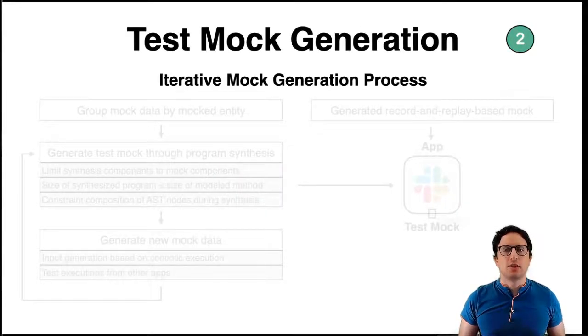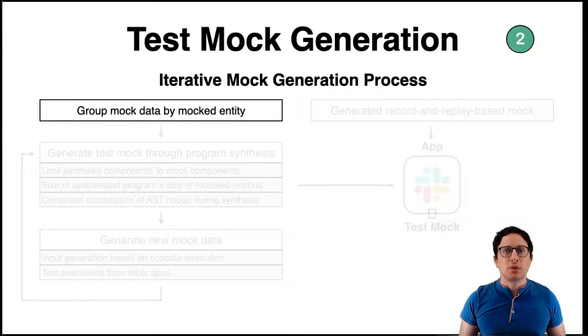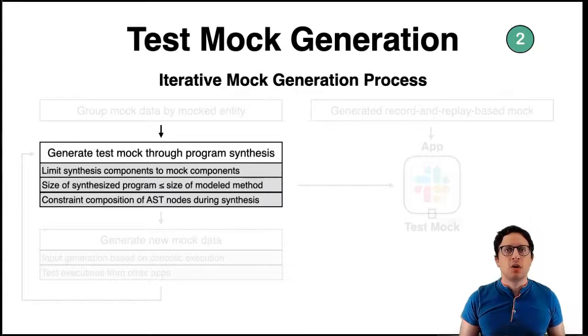After collecting mock data from all test executions, Moka starts generating test mocks. In this process, Moka first groups mock data based on the entity that we want to mock. We do this to generate a general mock that can be used at the different locations where the mock entity is used by the app and its test code. Then, for each group, we use the mock input and output data to synthesize a mock.